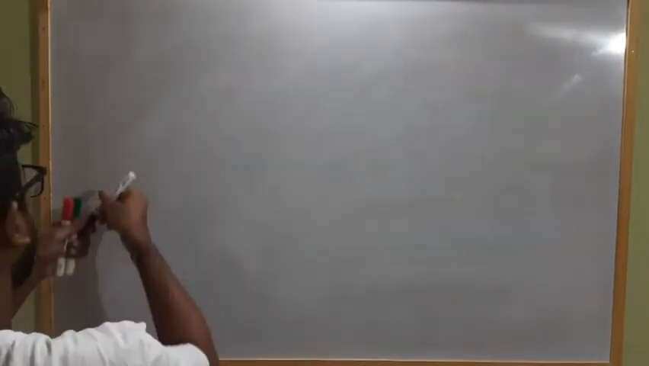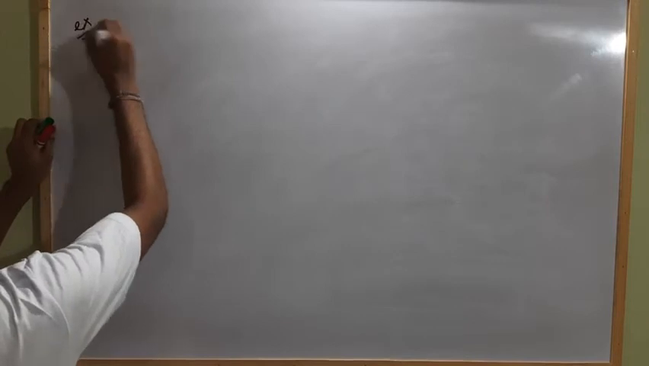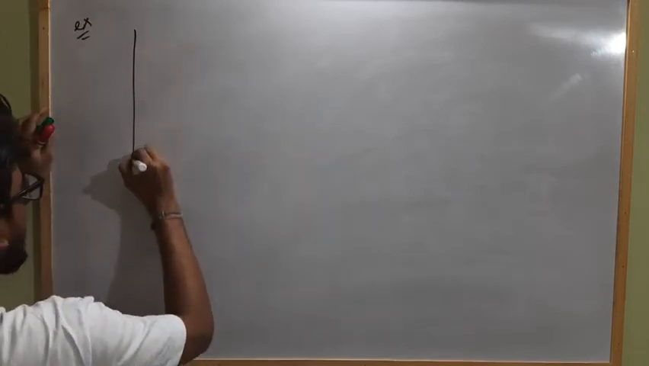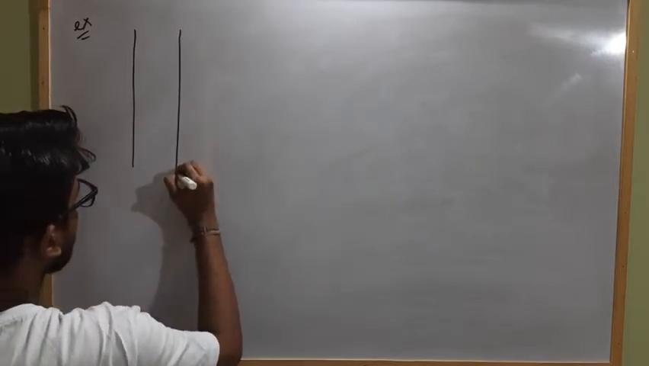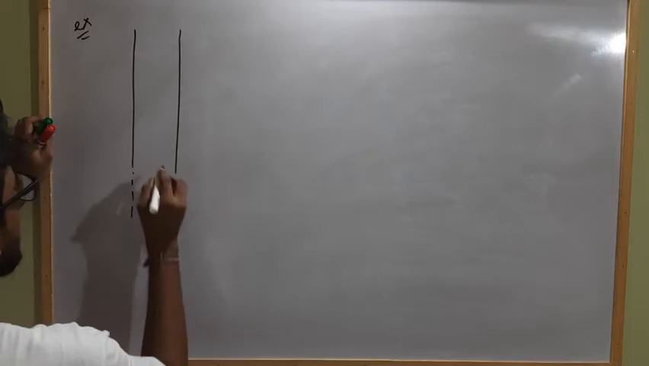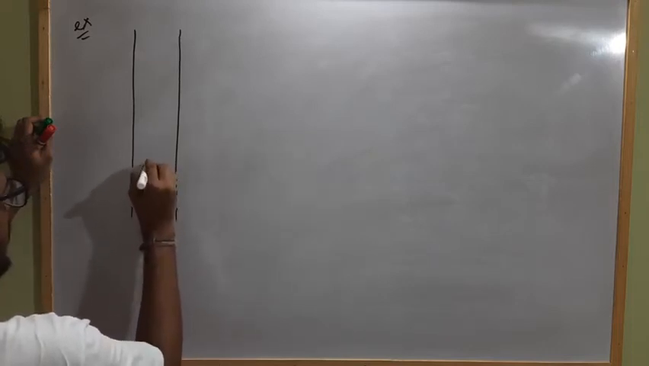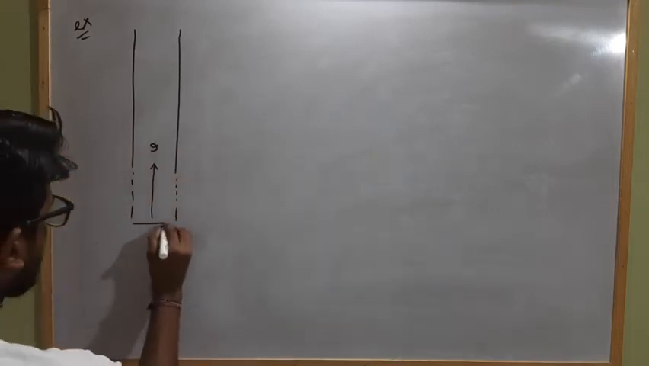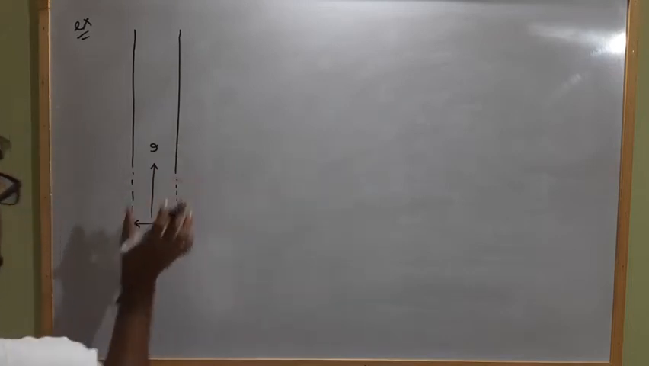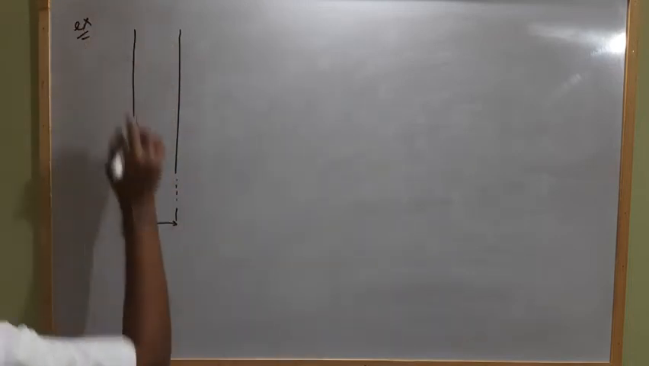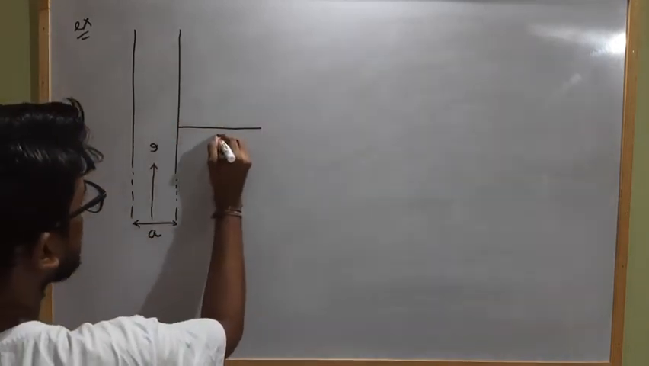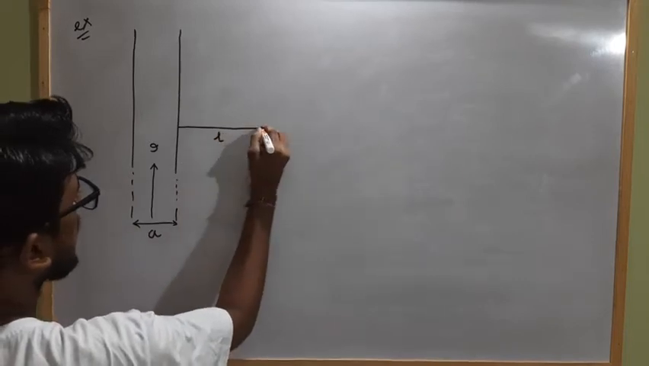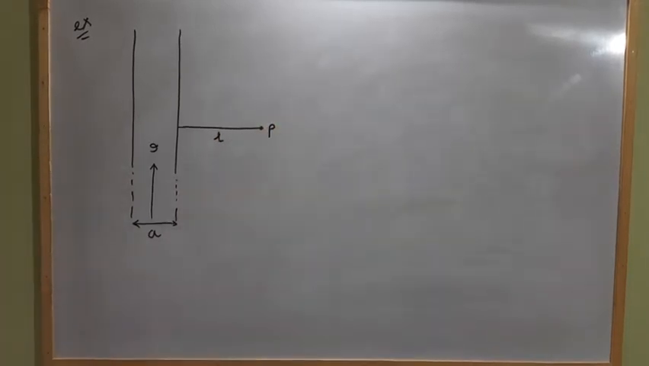Let's take another example. Here is a flat, infinite, long, straight current carrying conductor, extended up to infinity, and along this direction current I is flowing through it. The width of this flat current carrying conductor is A, and from this end at a distance L there is a point of observation P. We have to find the magnetic field strength at this point P.